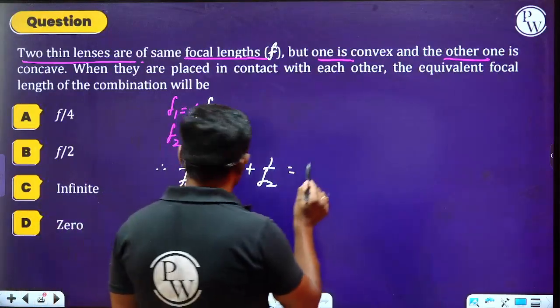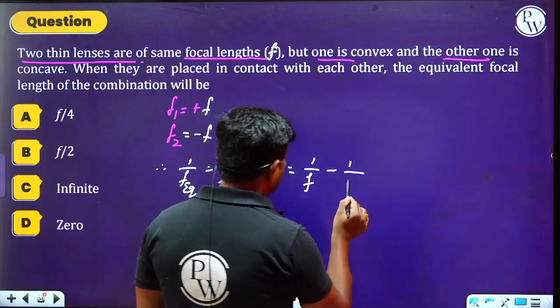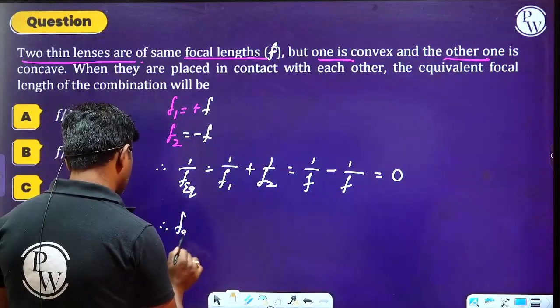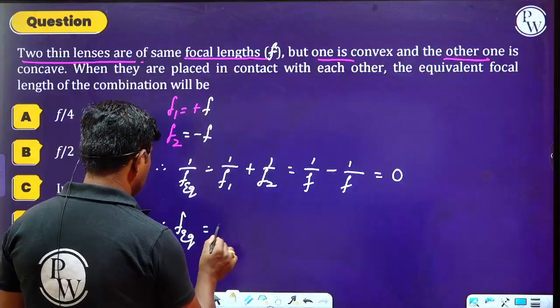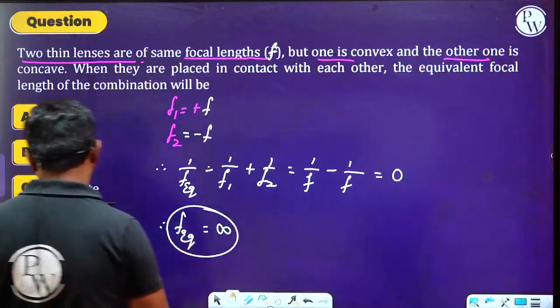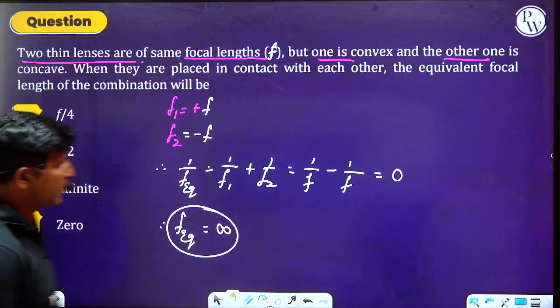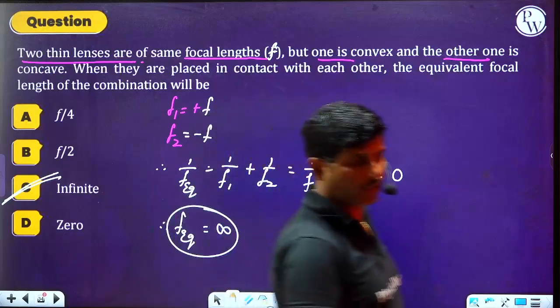So, please do the simplification here. 1 by f minus 1 by f is equal to 0. Therefore, f equivalent is equal to 1 by 0. 1 by 0 indicates it is infinity. I hope you understood. Option C is the right answer.